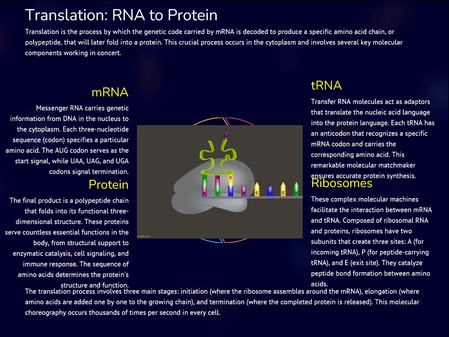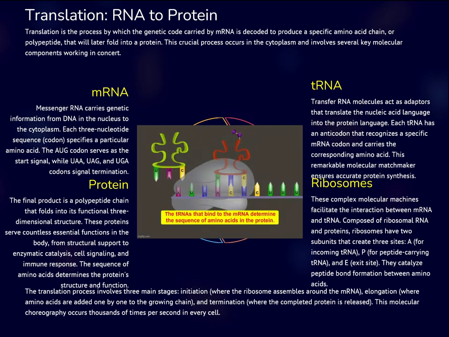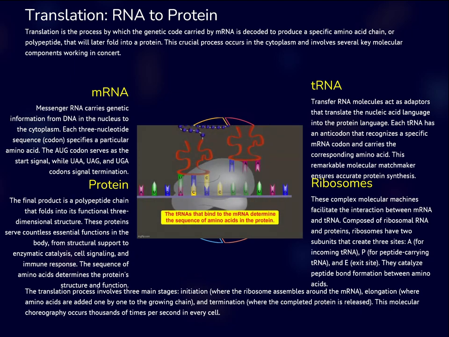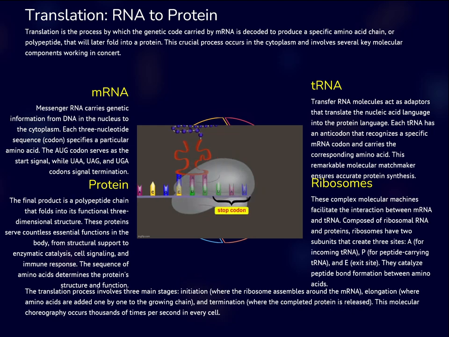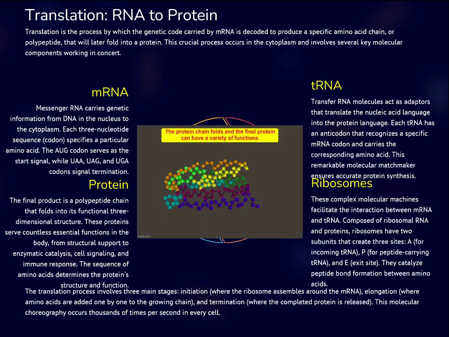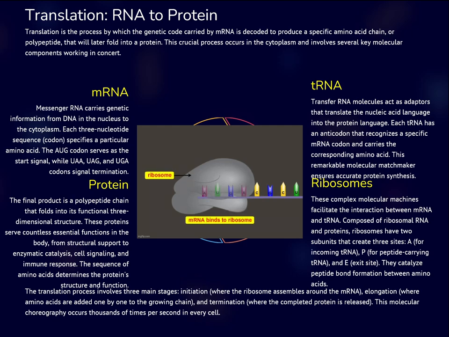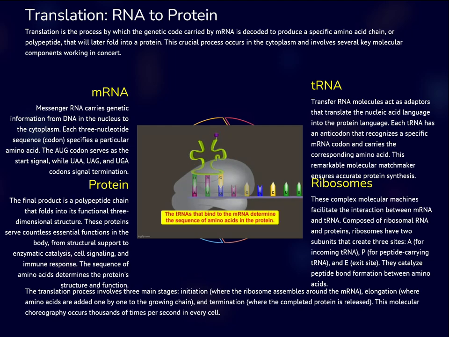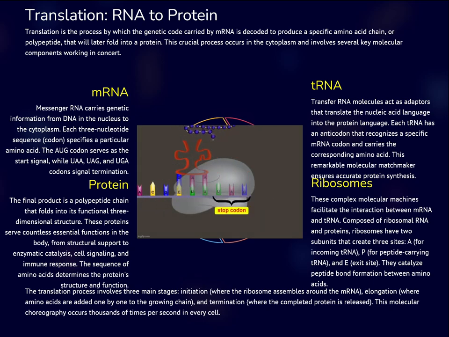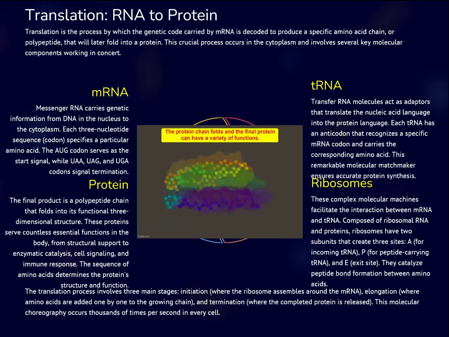Here's where tRNA comes in. tRNA molecules have anti-codons that match up with the mRNA codons. Each tRNA carries an amino acid, and it adds that amino acid to a growing chain of amino acids. This chain becomes a protein. Once the entire mRNA message is read and all of the amino acids are linked, the chain then folds on itself into a specific shape and becomes a functional protein.